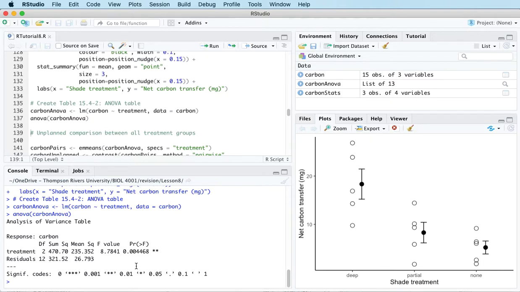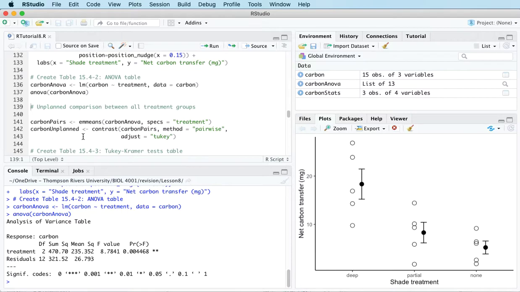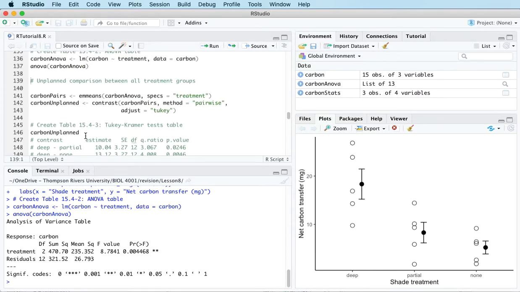Now let's consider unplanned comparisons for this example, because we have determined that at least one mean is different from the others, but we do not yet know which means are different from each other. So that's what unplanned comparisons are going to do. There's many different types of unplanned comparisons, and the method that we're going to use is called the Tukey method.